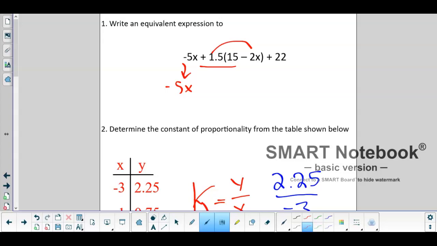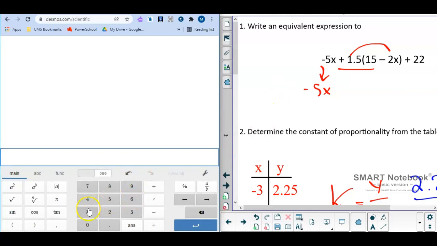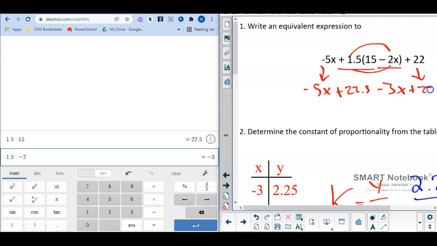So again, I'll show this one on my Desmos calculator. I would take that outside 1.5, multiply that by 15, and I'm going to get positive 22.5. When I do the under, I'm going to get times negative 2. So I'm going to take that outside 1.5 and multiply that by negative 2. It says negative 3, negative 3x. And again, I'm going to drop down that plus 22.